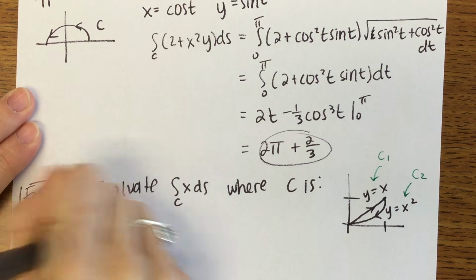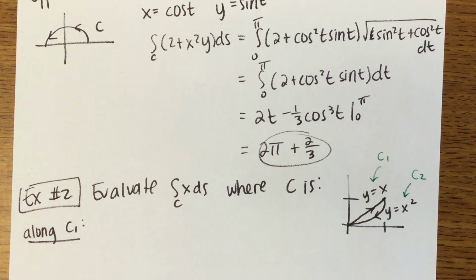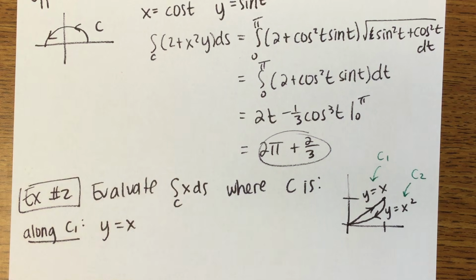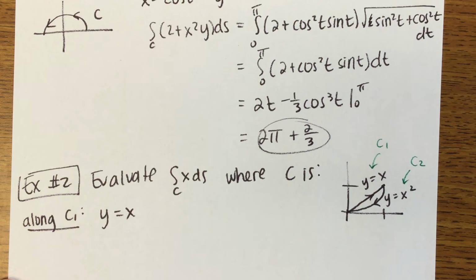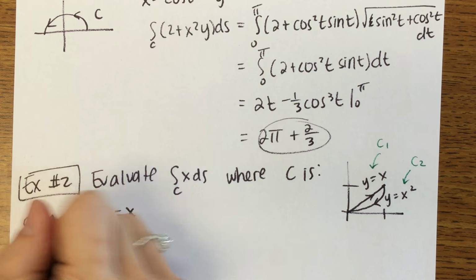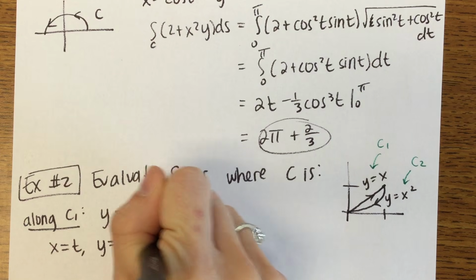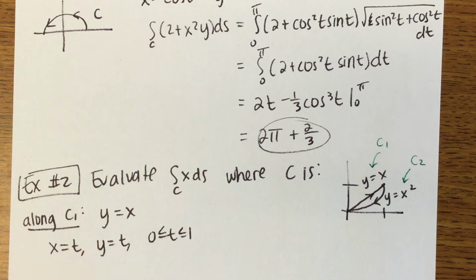Let's start with C1. So C1 is the line y equals x. We need a parametric representation for this. If we call x t, that means that y is also t, and t is between 0 and 1. If you plug in 0, you get the point 0, 0. If you plug in 1, you get the point 1, 1.